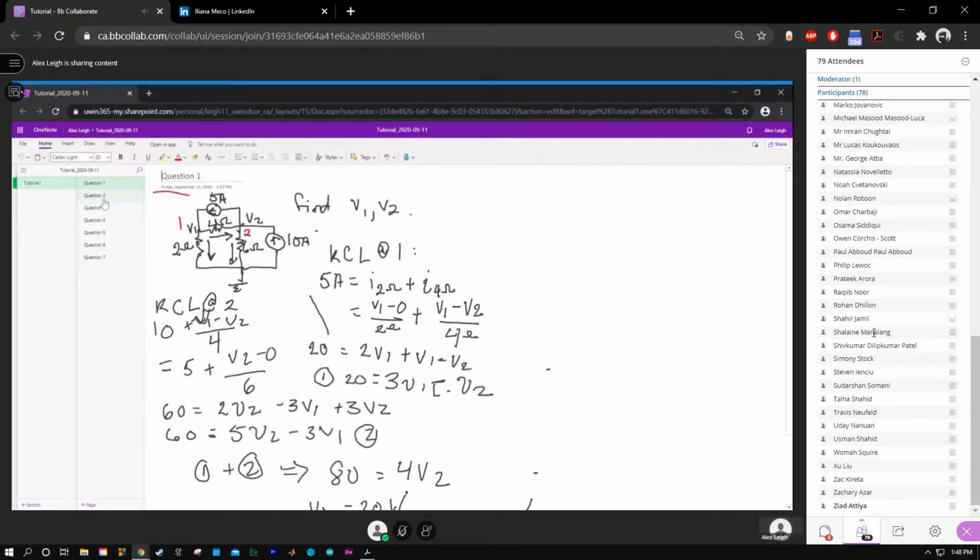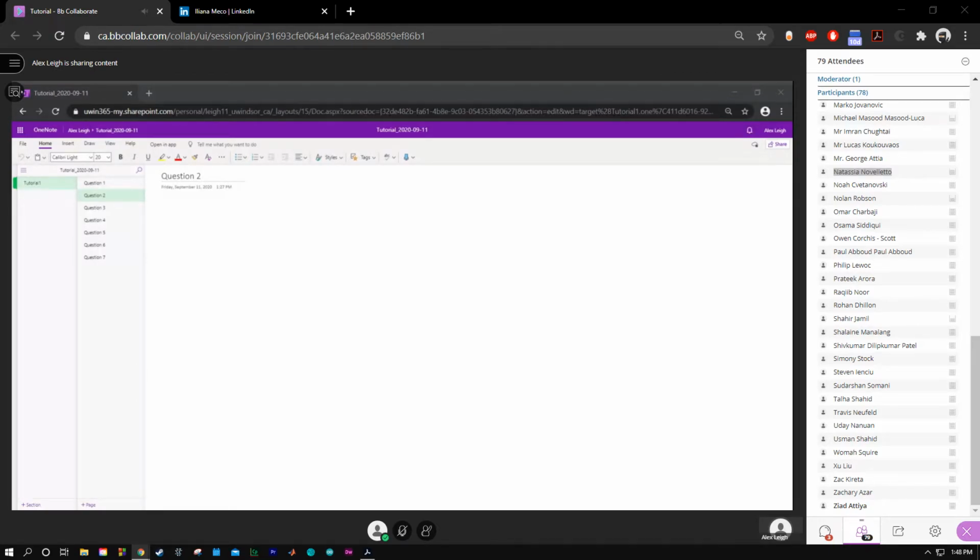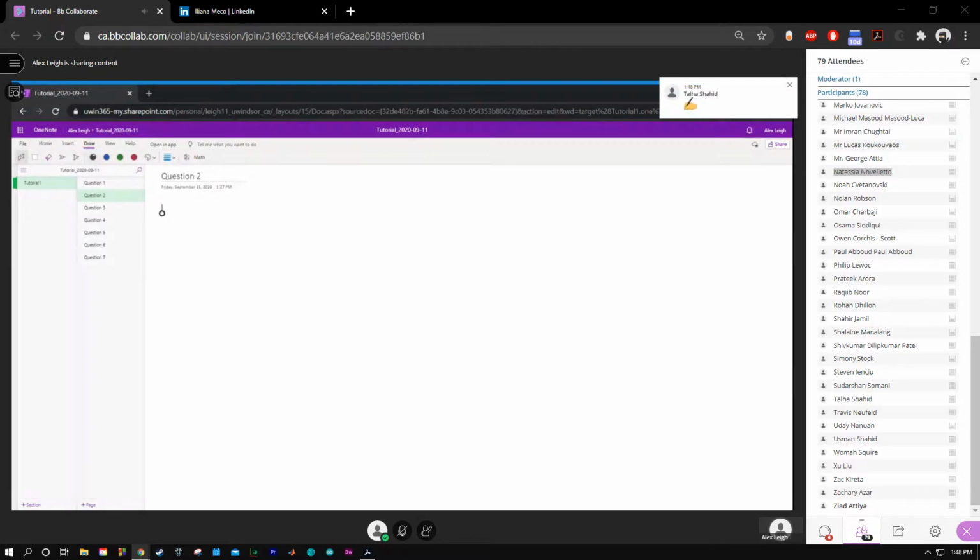So now to question 2. Now for question 2, we've got another circuit. This time we're going to do a similar analysis, except we have a couple of dependent sources. So we're going to talk about how to handle those. So we have this circuit right here.